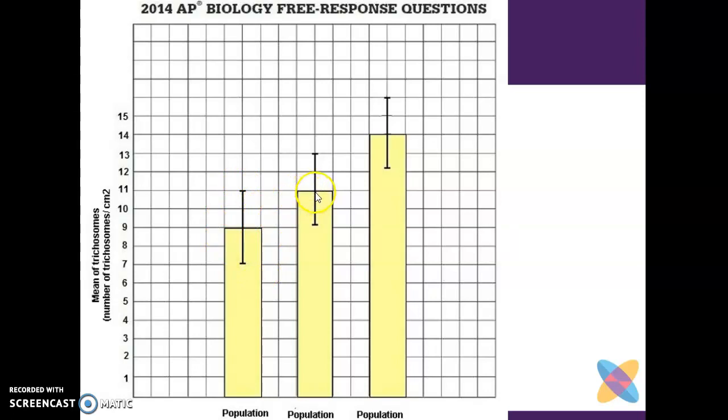For population 2, our mean was 11. We go up to 13. We go down to 9. We're 95% confident that our true mean is somewhere between 9 and 13. And repeat for population 3. The mean is 14. We take it up to 16. We take it down to 12. We are 95% confident that the true mean lies here.